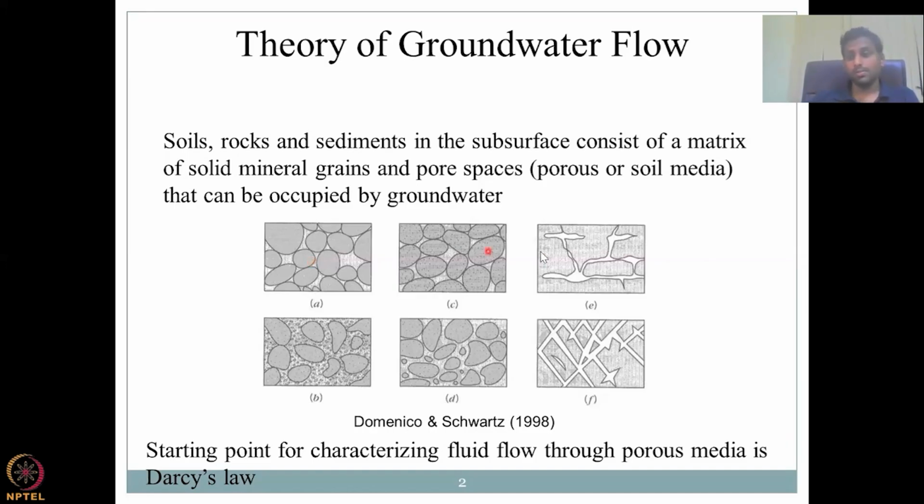So we have multiple media here, or like a sample, let's say A, B, C, D, E, F. So what you could see here is the solid particles, which are in darker color, are arranged in a sorted manner, and it has space in it.